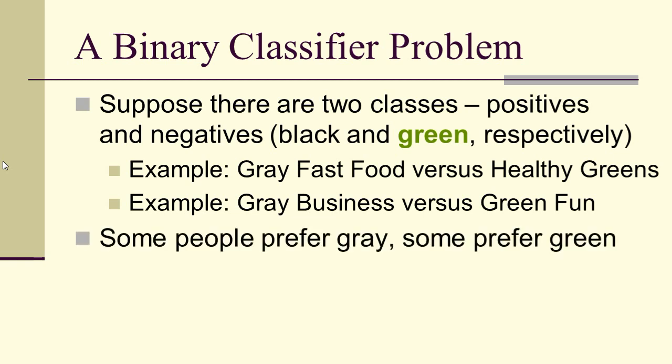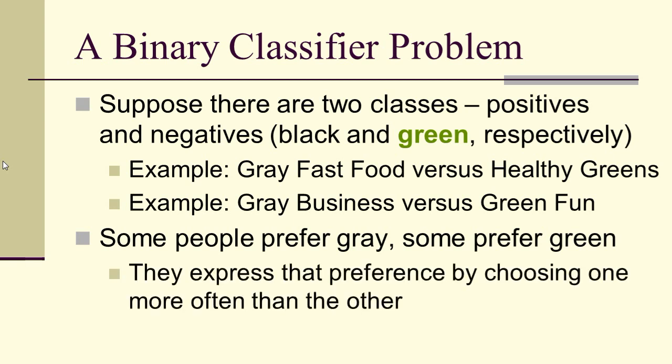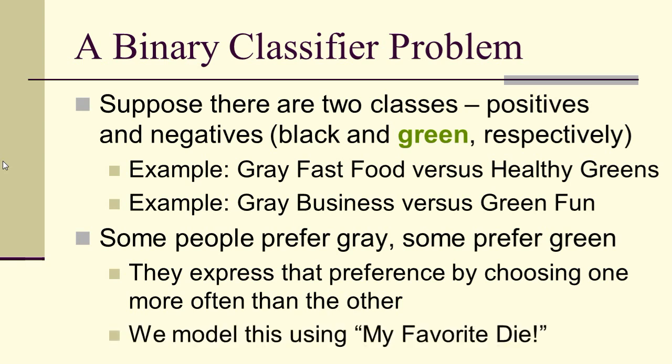Now, the key here is that some people prefer gray and some prefer green. And what we mean by prefer is they express a preference by choosing one more often than the other. So they probably will do both at some point in time, but they like one more than the other. And we're going to model this scenario using a little simulation I call My Favorite Die.